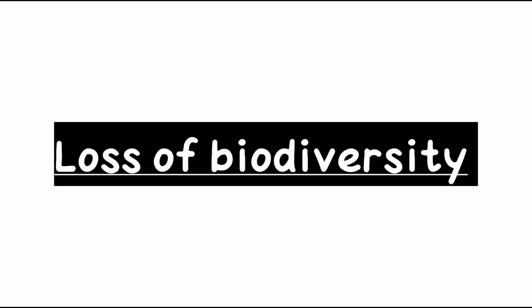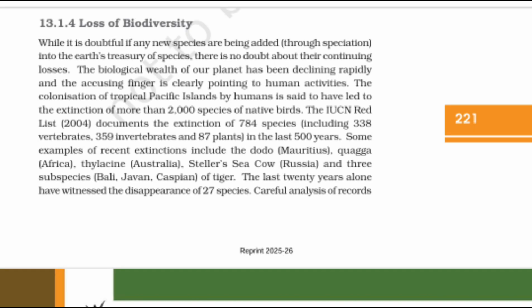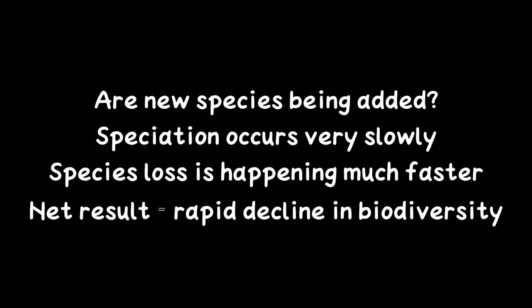Loss of biodiversity, why is it happening so fast? Speciation, that is the formation of a new species, is very slow and takes thousands to millions of years. It requires genetic variation, isolation, and long evolutionary time. But if a species is lost, it happens in decades or a century, much faster than speciation. So what is the conclusion? The species loss rate is greater than the species formation rate, which results in rapid biodiversity decline. So who is responsible? Human activities are the main cause.